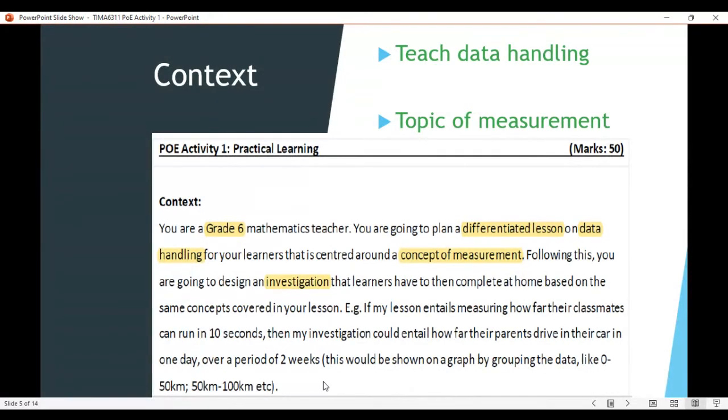All right, so you are going to do a lesson. You're going to have activities in the lesson, and then for the closure phase, you are going to explain the investigation activity which they should be doing at home for homework based on the concepts that you have done in class.